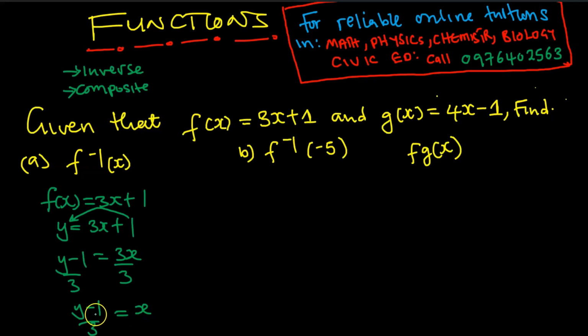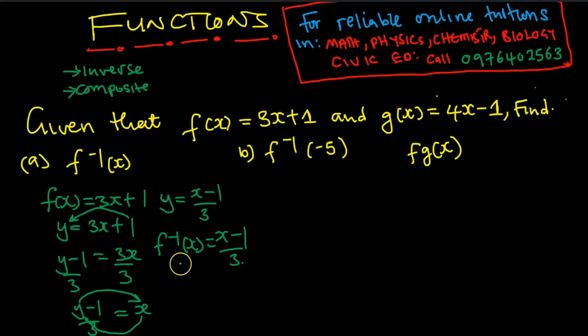At this point, we switch the variables, we exchange the variables, so where there's y we put x, and where there's x we put y. Therefore we have y = (x - 1) divided by 3. This is the inverse of the function. Now we write f inverse of x = (x - 1) divided by 3. This is the inverse.